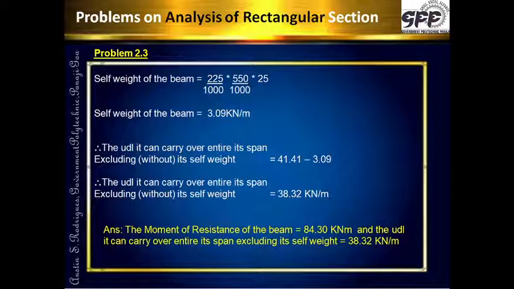So the moment of resistance of the beam has come equal to 84.30 kilonewton meter, and without its own self weight, what load can be applied? Removing the self weight of the beam, what load can be applied on the beam? We have already calculated that: 38.32 kilonewton per meter. Maximum we can allow is 38.32 kilonewton per meter. The best we can use, rounding it off, comes to 38 kilonewton per meter.